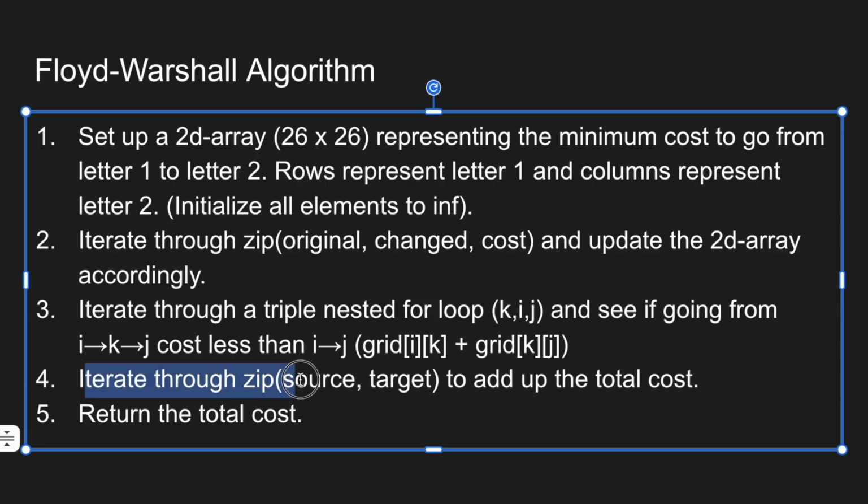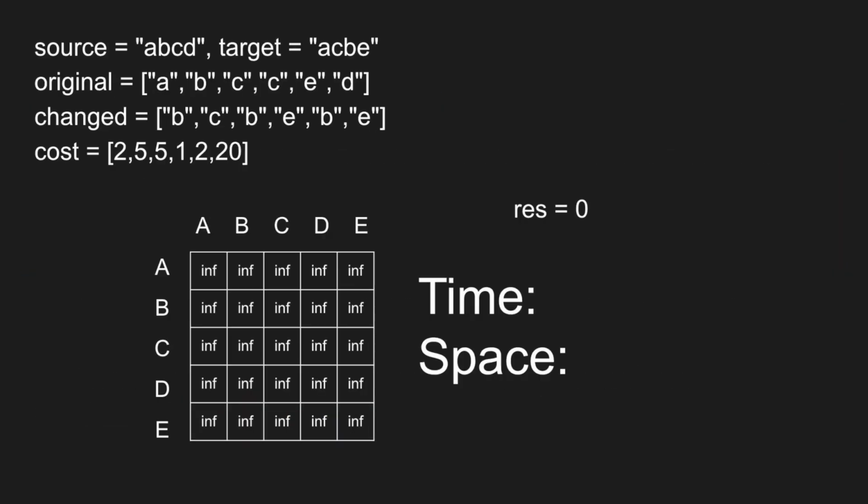And finally, we'll just iterate through the source string and target string, and then we will add up the total cost it takes to convert. And finally, we'll return the total cost. So let's go through this example real quick.